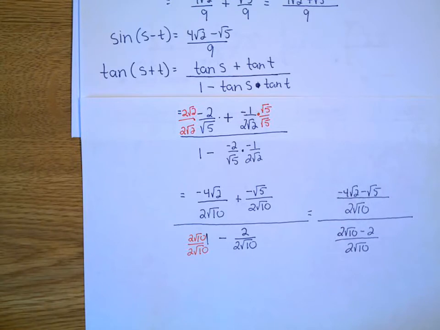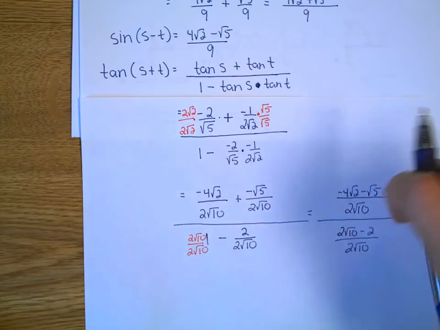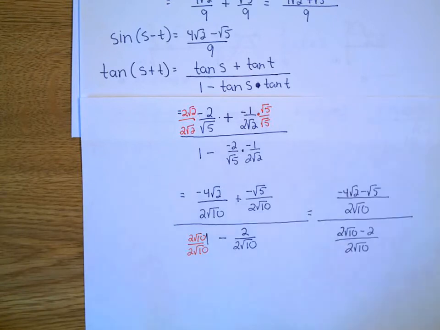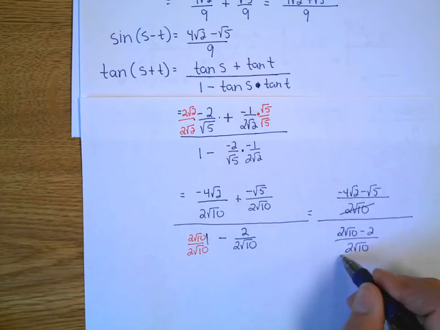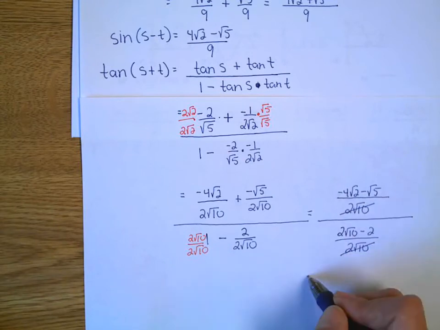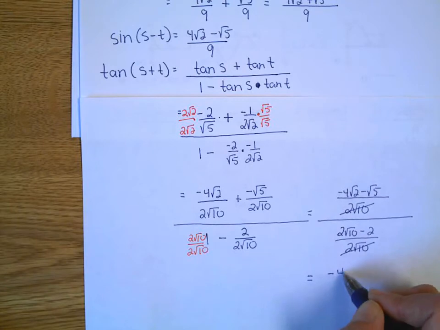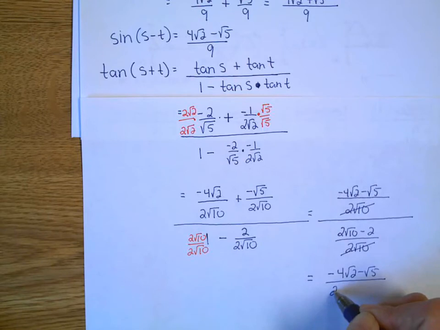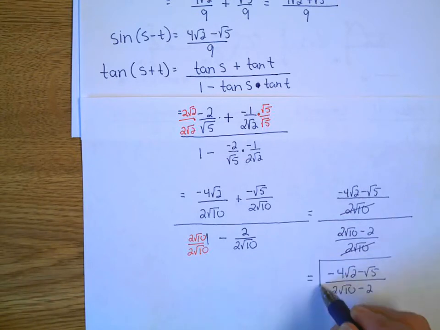Okay, if you can see this, it'll save us a step. If I was to flip this over and multiply by the reciprocal, what's going to happen? What's going to cancel out? The 2 square root of 10s. Let's just cancel. Then we have our answer: negative 4 square root of 2 minus square root of 5 over 2 square root of 10 minus 2. Technically, you're not supposed to leave square roots in the bottom, but we are, because that was a whole lot of work just to get this far. So we're done.